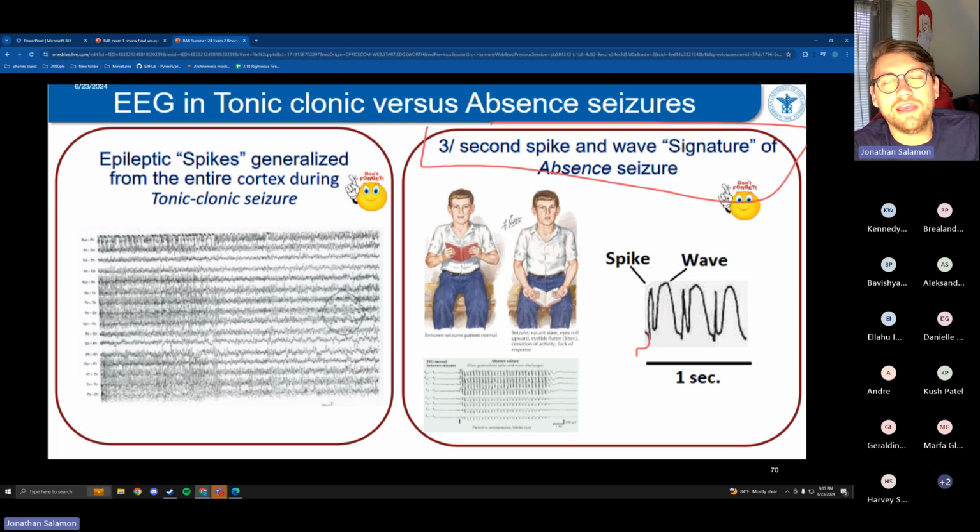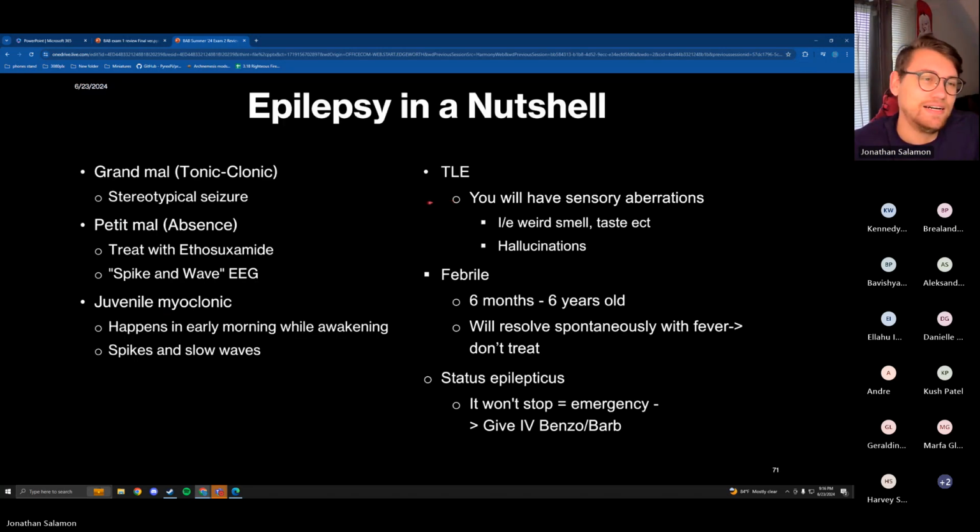Spike and wave means absence seizures. If you see spike and wave on an EEG, what are we going to give them? Ethosuximide. How does it work? T-type calcium channels. And then epilepsy in a nutshell: grand mal seizures are your stereotypical seizure, your tonic-clonic seizures. And then you have the petit mal, which is your absence seizures, treated with ethosuximide, spike and wave on EEG.